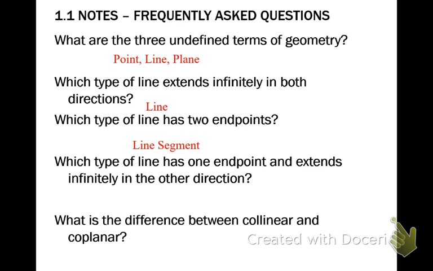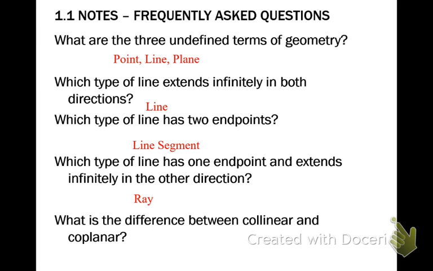The fourth, which type of line has one endpoint and extends infinitely in the other direction? So it could look like this, could look like this, could look like this. Many, many things. This would be called a ray. And we're going to talk about, again, how to name all of those.